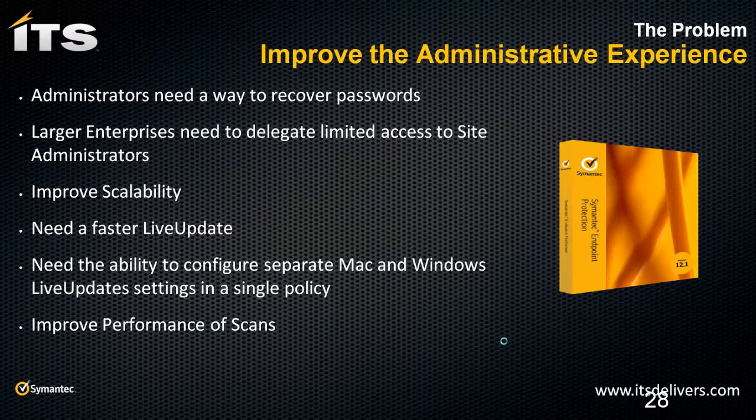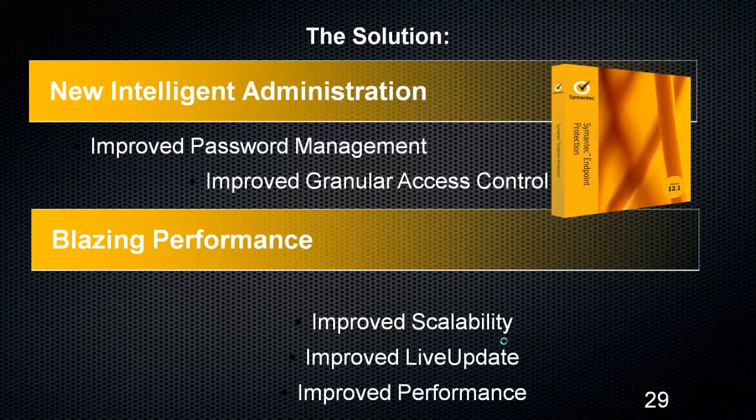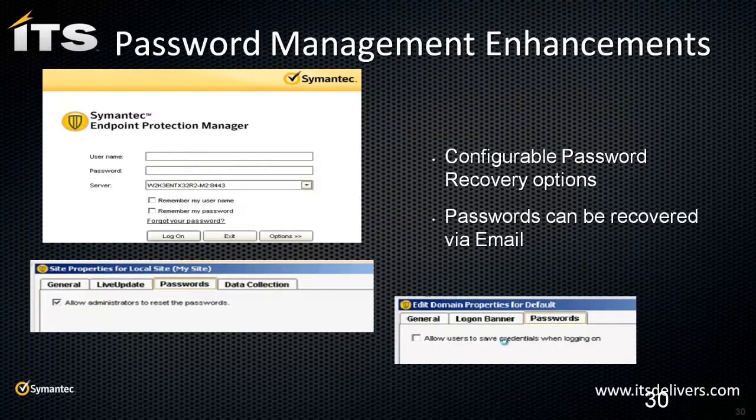Really, I'm going to get to a slide here in a minute, but the scalability has improved greatly. The number is between 60 and 70,000 nodes per SEPM, and I think I called that out specifically in an updating slide. Something that I love down here is the ability to configure separate Mac and Windows live updates through a single policy. So I don't have to have separate policies for my Mac machines versus my Windows machines. So improved password management, granular access control on that intelligent administration. On the blazing performance bullet point here, improved scalability, improved live update, and improved performance.